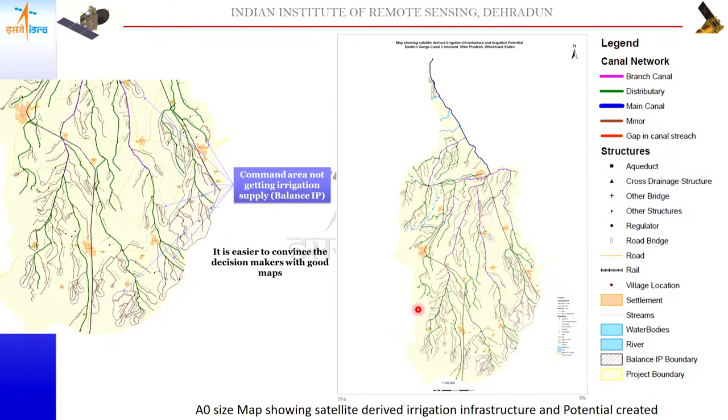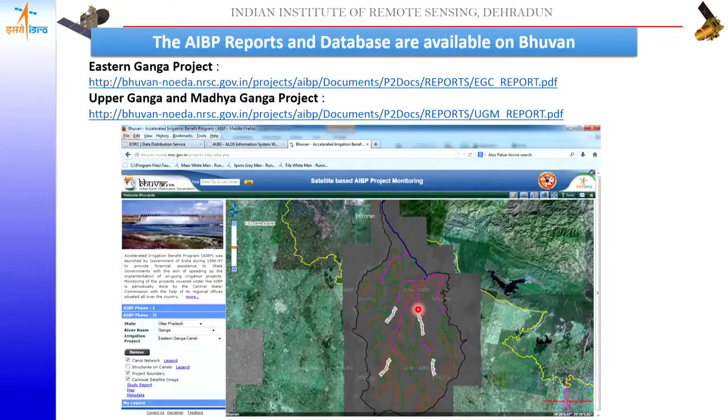And this project, EIBP phase 1 and phase 2, has been monitored by using the high resolution satellite data. This is just an example of two irrigation command areas in the Upper Ganga basin, which was monitored using the Cartosat series. Once this data set is there, it is hosted on the Bhuvan website also, and all kinds of network analysis can also be done here.